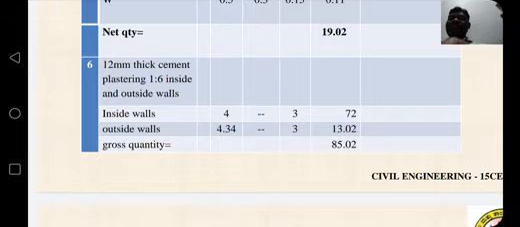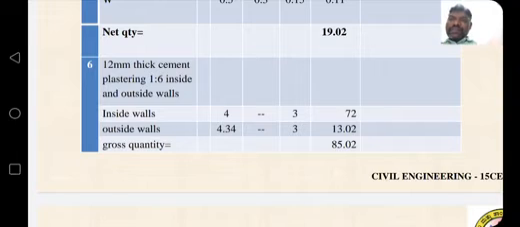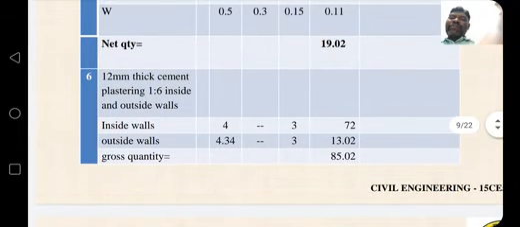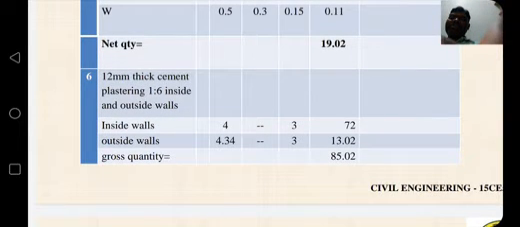12 mm thick cement plastering 1:6 inside and outside walls. Inside walls is 4 meter, height is 3 meter, 4 into 3 into 6 is 72 square meter. Outside: 6 into 4.34 into 3 is 13.02. Total gross quantity is 85.02.